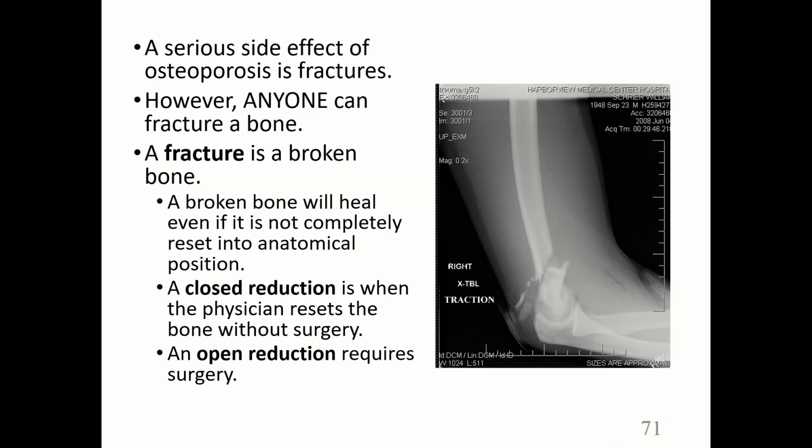A serious side effect of osteoporosis is bone fractures. However, anyone can fracture a bone. A fracture is a broken bone. A bone will heal even if it is not completely reset into its anatomical position. So, a closed reduction is when the physician resets the bone without surgery, and an open reduction requires surgery.